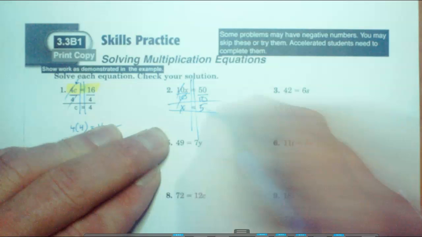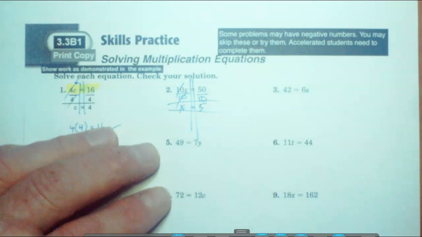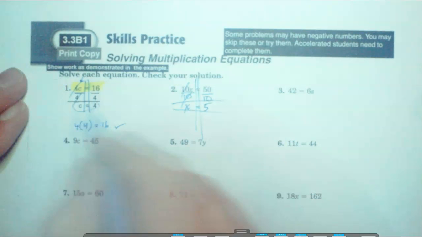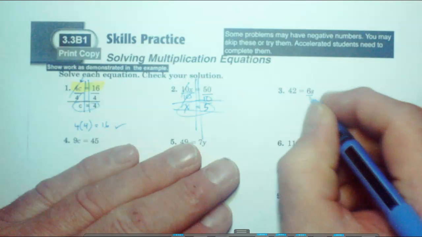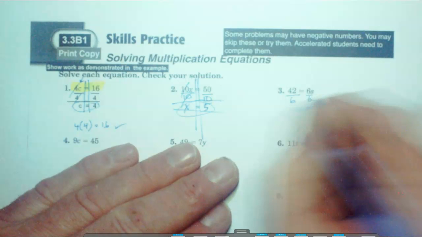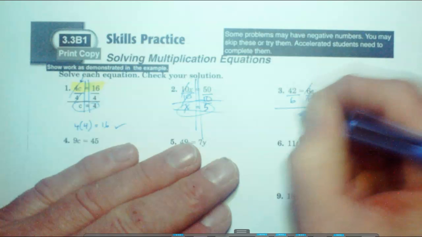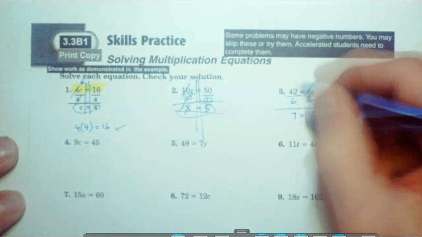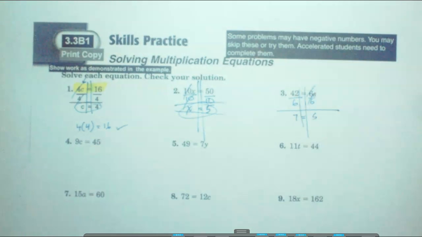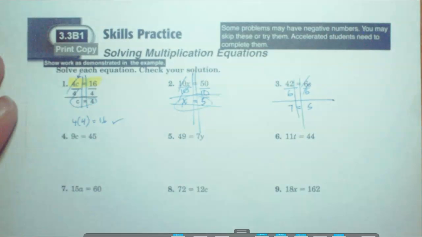Sorry, I got my line too far there. But this line going across here is required. Alright, I usually circle my answer. Alright, 42 equals 6s. Well, I'm going to divide this side by 6. I'm going to divide this side by 6. S equals 7. Again, if you want to put these in, you can, but you don't need to. When we get to the next problems, target two-step equations, they are required.